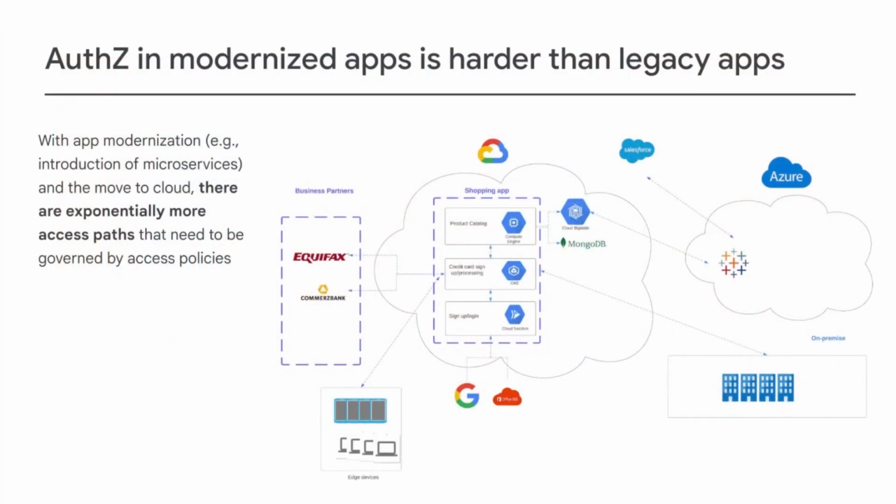And then, of course, the app can have components running on other clouds, for example, to track the sales leads, or can have components running on-prem. And of course, the app has to communicate with its users that are running on multiple devices, right? As you can imagine, each of these access paths that you see in this diagram are a potential area that authorization policies have to be enforced, right? And as the app gets modernized, these number of data paths are exponentially increasing, right? And so the authorization becomes a much harder problem.